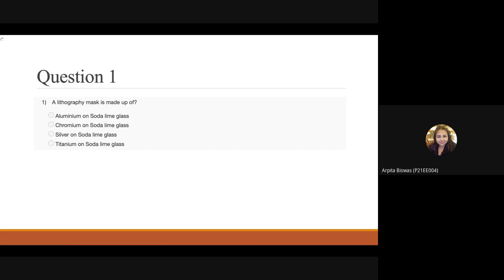So this is question number one. A lithography mask is made up of: first option is the aluminium on soda lime glass, second option is the chromium on soda lime glass, third option is the silver on soda lime glass, and fourth option is the titanium on soda lime glass. So go through the question carefully and then try to give the right answer.